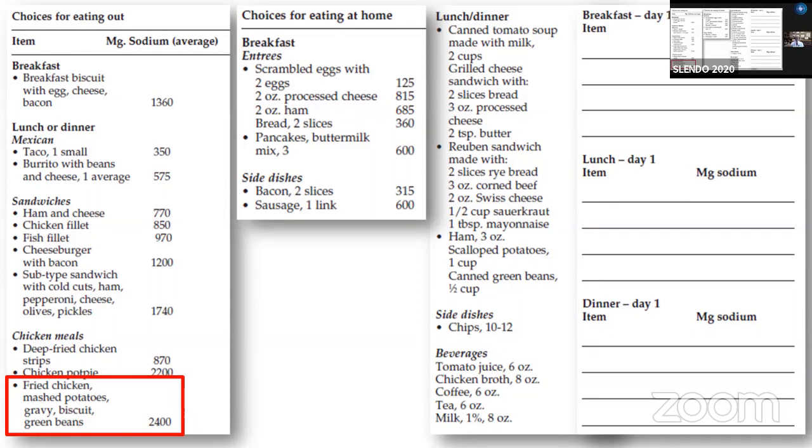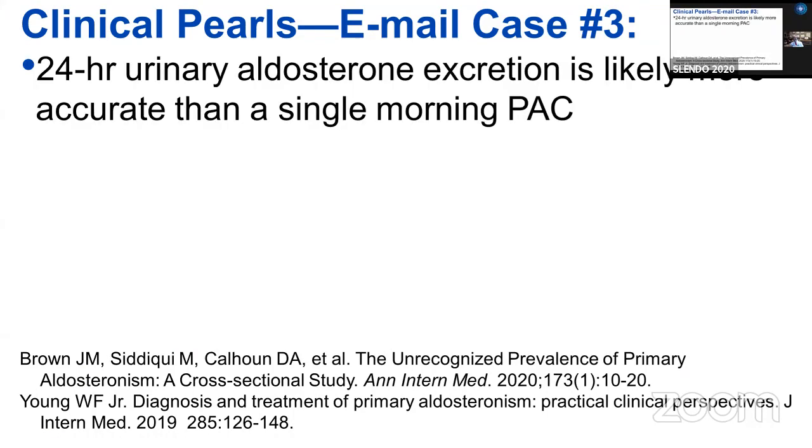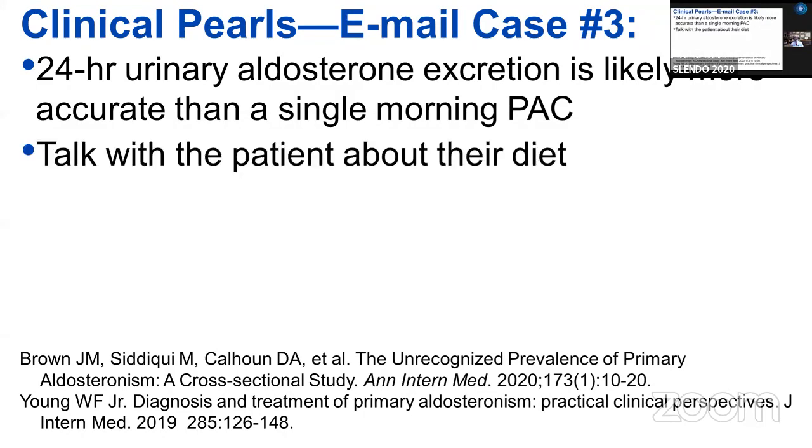So it gets them halfway there. So the pearls with regard to this email case: 24-hour urine aldosterone excretion is, I'm convinced, more accurate than a single plasma aldosterone concentration. So I frequently do the 24-hour urine approach, even at the same time I'm doing case detection testing with aldosterone and renin. Talk with the patient about the diet, what they're eating.